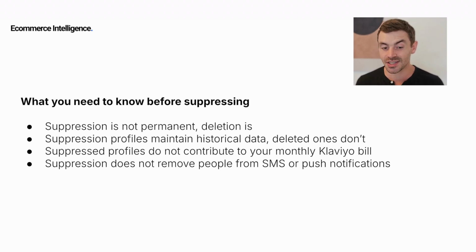Now, lastly, you need to know that suppression does not remove people from SMS or push notifications if they're currently getting those. Suppression is just for email campaigns, okay? So if you suppress them, they absolutely will not receive emails until they're unsuppressed. But if they can get SMS and push, then they're going to continue getting those. So you need to remove them from those campaigns manually. So now we know that, let's look exactly how to suppress, and it is super, super easy.